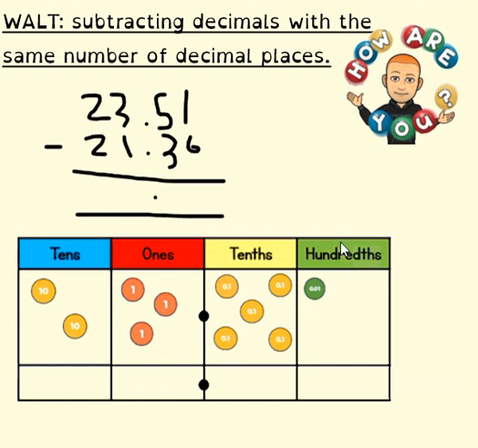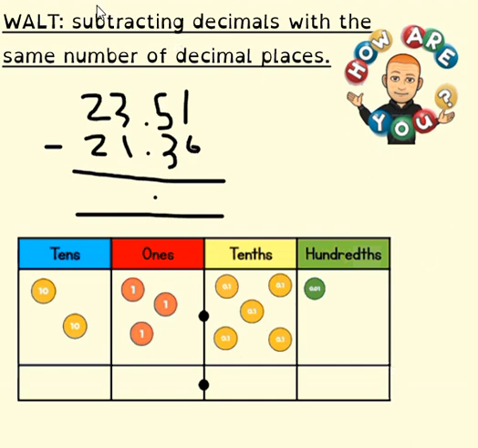The first thing I need to do is start in the lowest value column, which in this case is the hundredths column. And the first thing I actually need to do is subtract 6 hundredths from 1 hundredth. That's what it's asking me to do. As we can see from looking at the counters, this currently can't be done. So to allow us to do this, we need to perform an exchange.